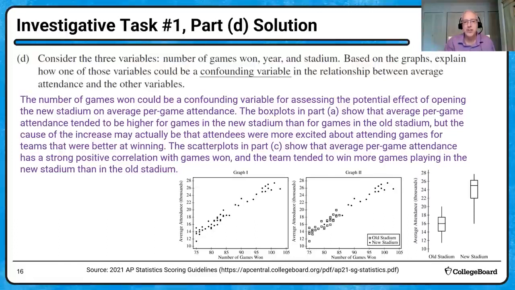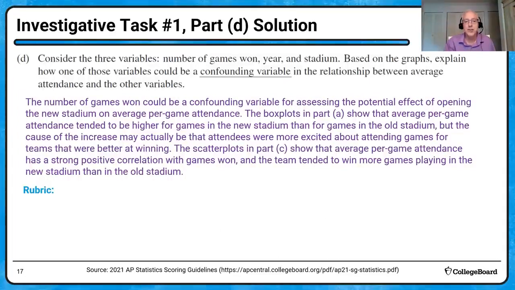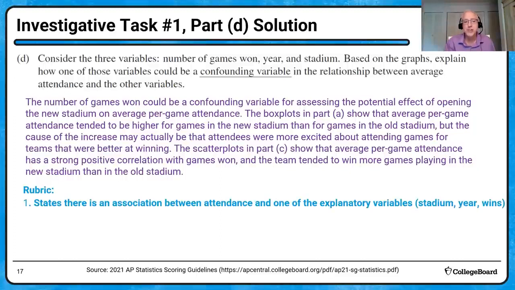So let me break down that solution in terms of the scoring guidelines for this more investigative aspect of the problem, discussing confounding based on graphical evidence. So the scoring guidelines provided had several pieces. First, the response had to state that there is an association between attendance and one of the explanatory variables, either stadium or year or wins. And that was done here. Average per game attendance tended to be higher for games in the new stadium than for games in the old stadium. That's using the box plots. So we have an association between stadium and attendance.